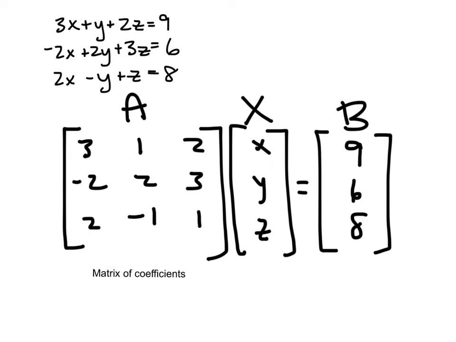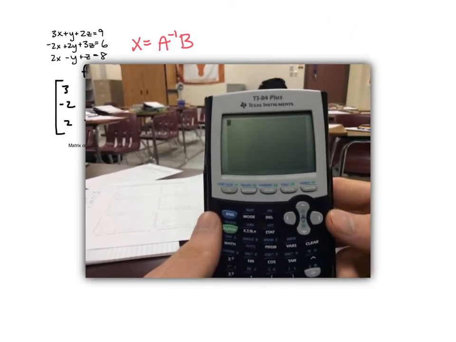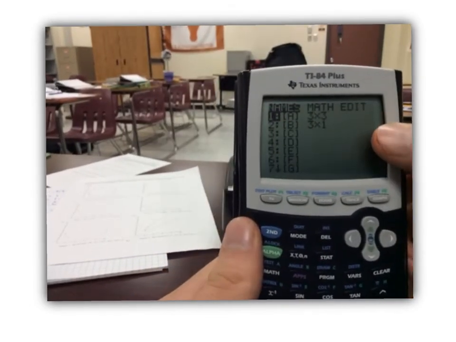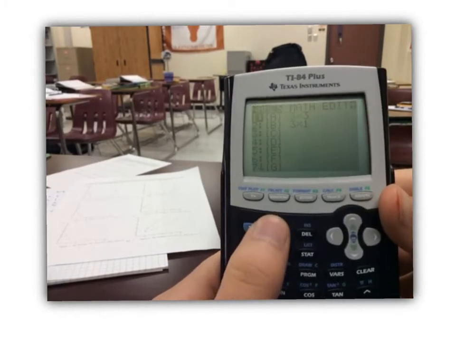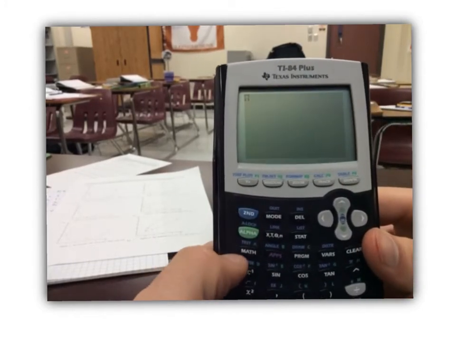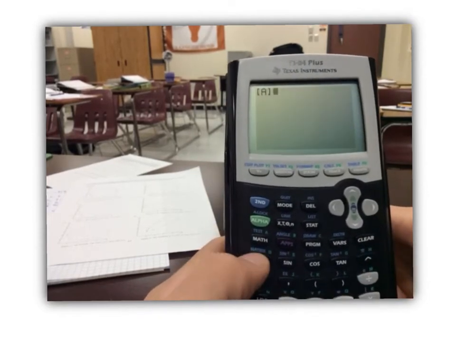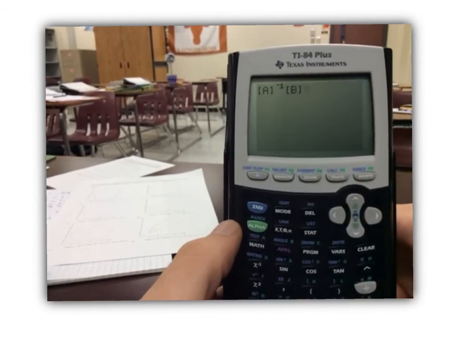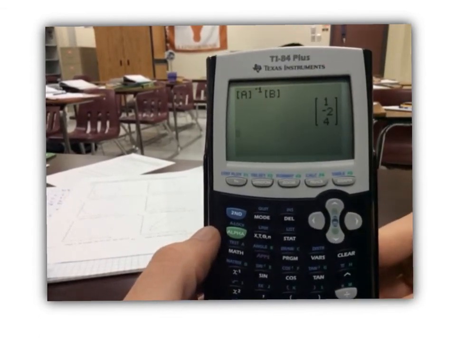All right, so in our calculators, we're going to put this matrix into matrix A and this matrix into matrix B, and then we'll solve this using that X equals A inverse B. In my calculator, I already have them set up in my matrix A and B. There's my 3 by 3 and my 3 by 1. To solve the system, I just select matrix A, and it's A inverse. Now go back and select matrix B. And I get the solution is 1, negative 2, 4.